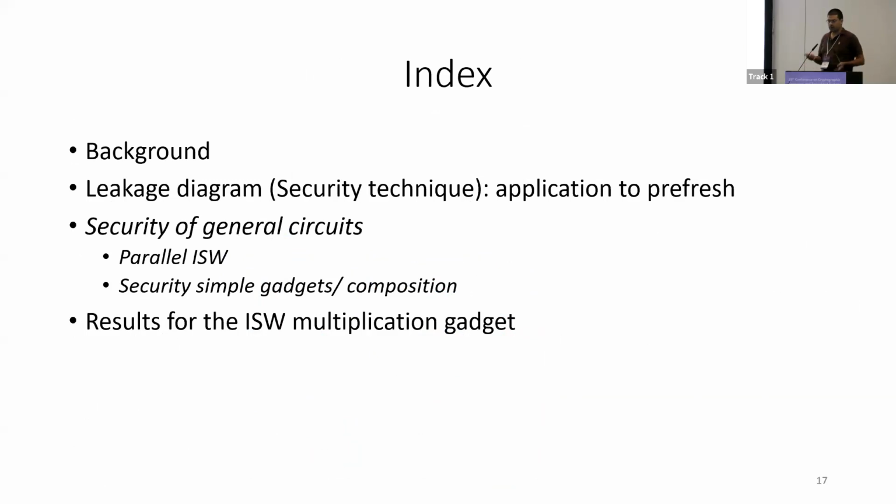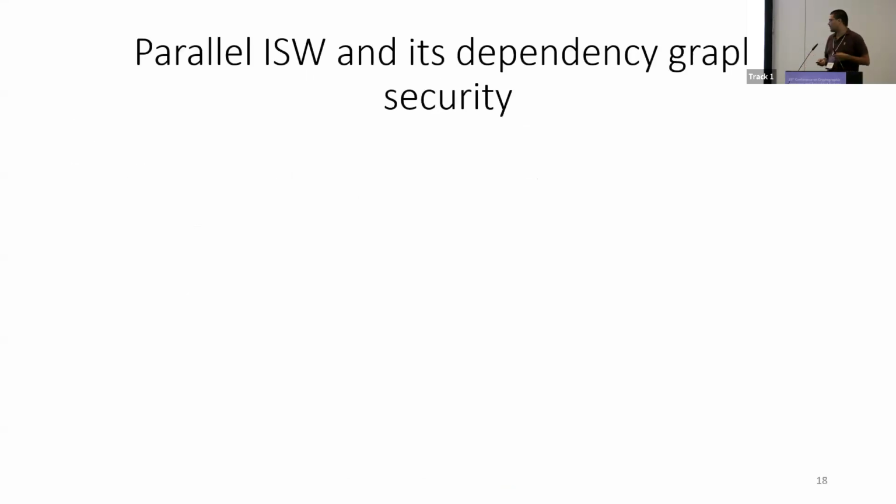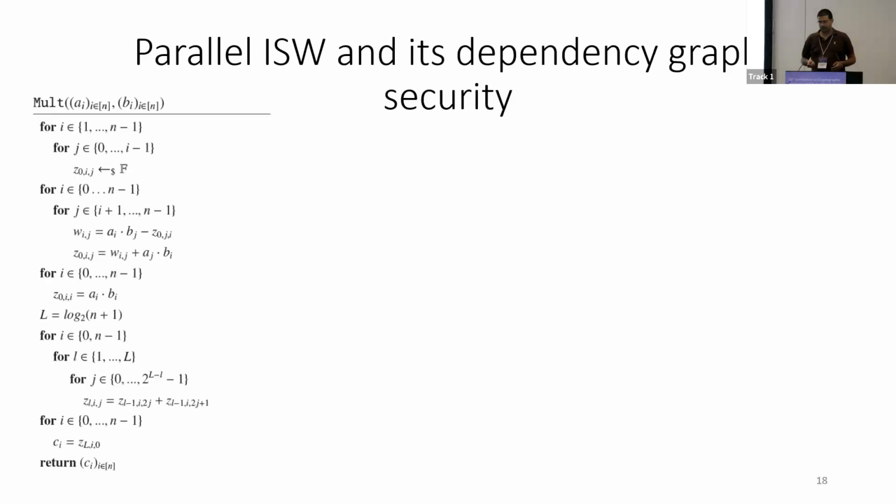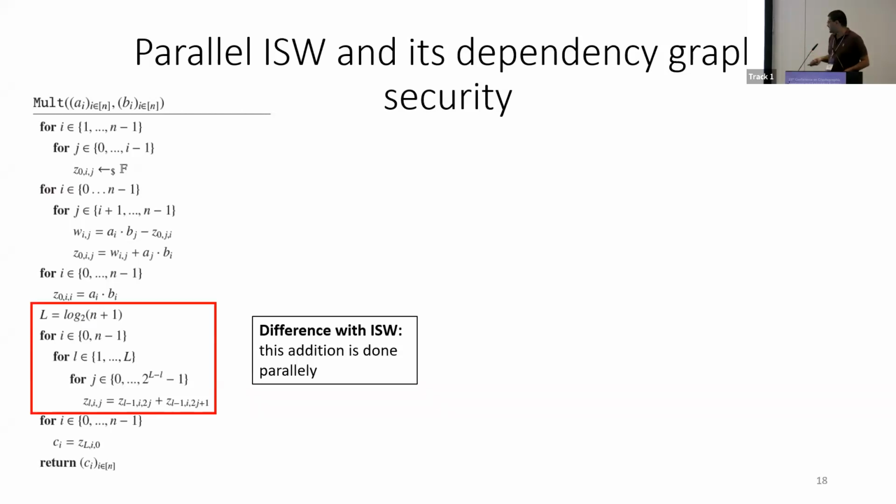Now we'll talk about the security of general circuits, and we start with the parallel multiplication ISVW, its dependency graph and its security. Here is the multiplication gadget, which is the normal ISVW, except that the final addition is done in a parallel way. In this way, we have less depth.